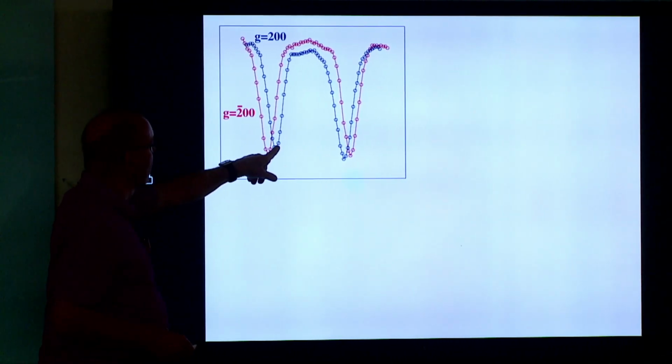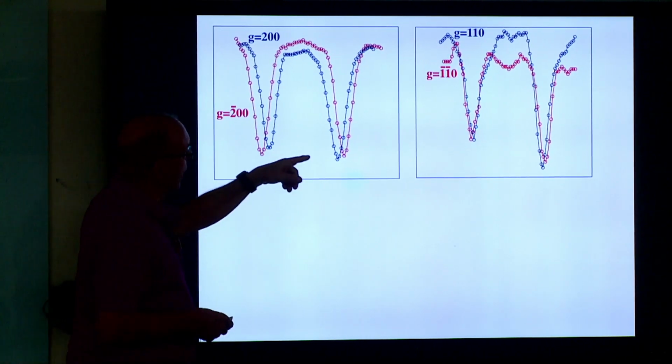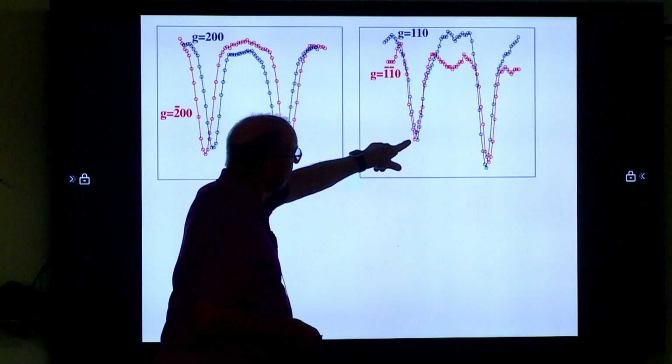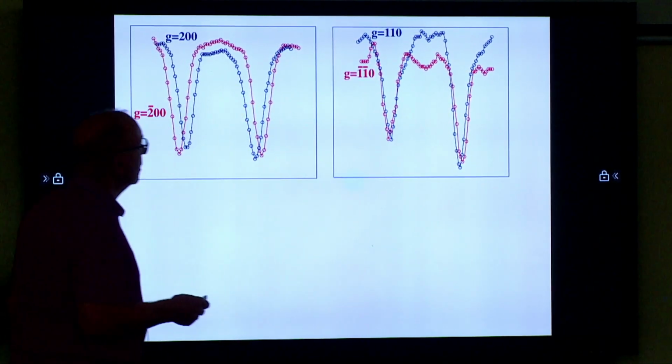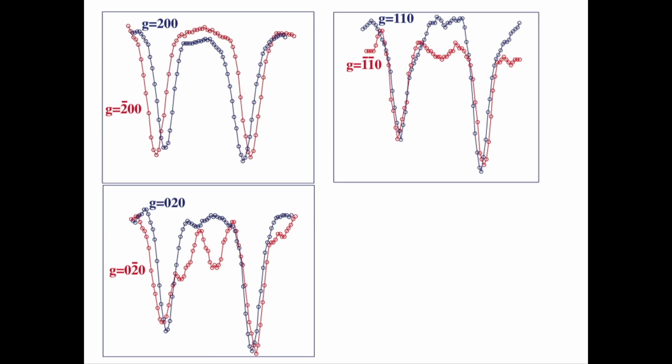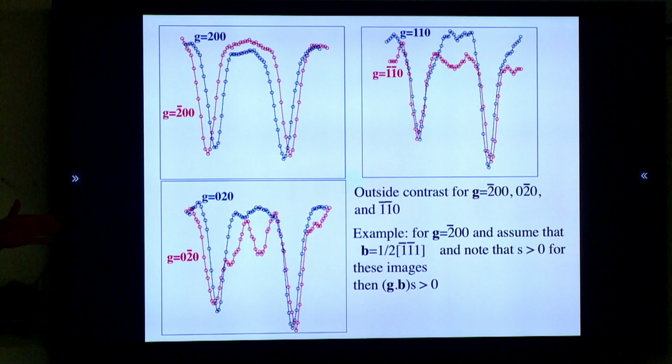So with bar 200 we have outside contrast, 200 we have inside contrast for those loops. For bar 1 bar 10, it's very difficult to see, but you might say it's just about outside there and outside there. So these are real examples. So again, outside there and outside there. So outside contrast for bar 200, 0 bar 20, and bar 1 bar 10.